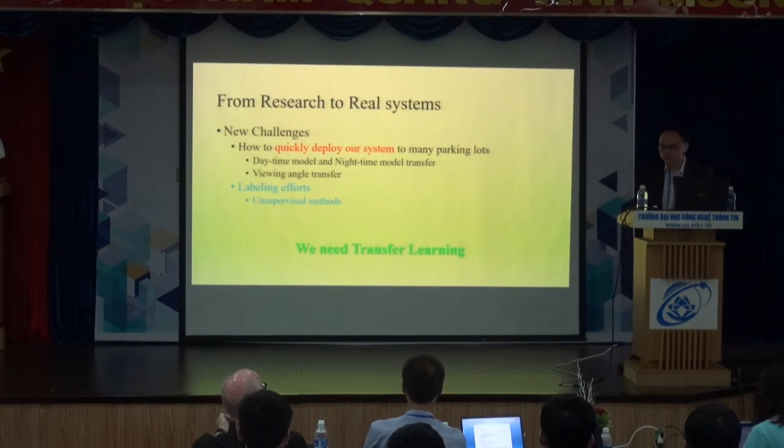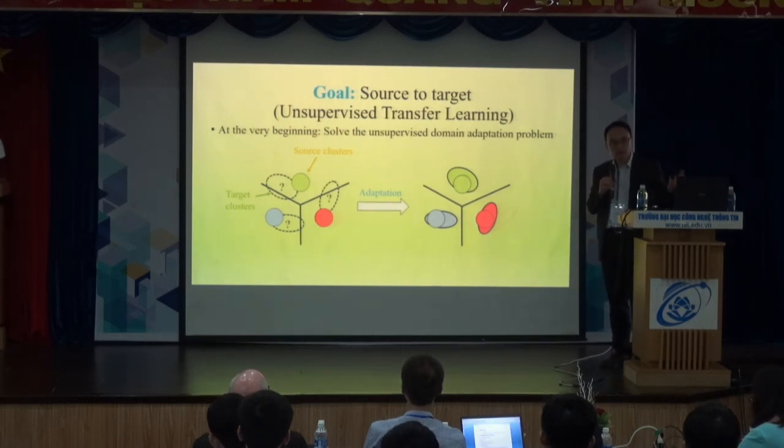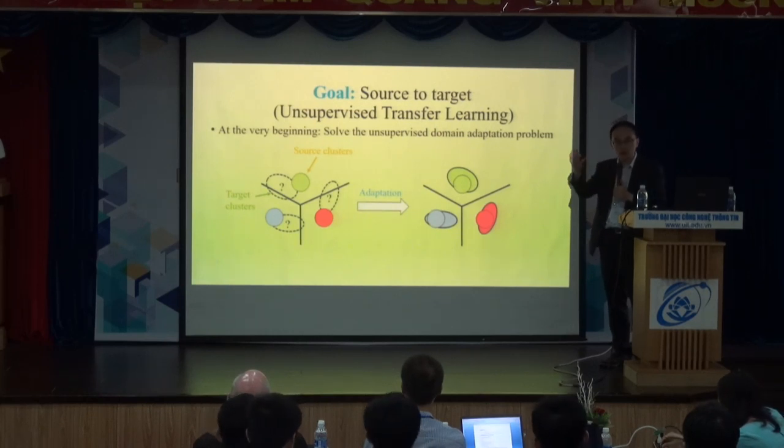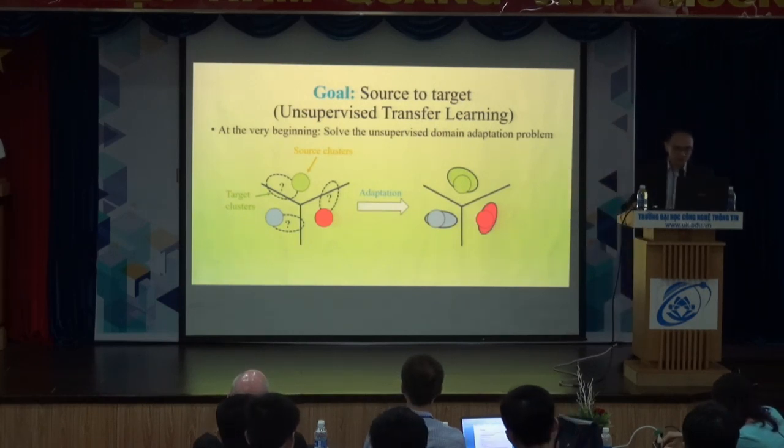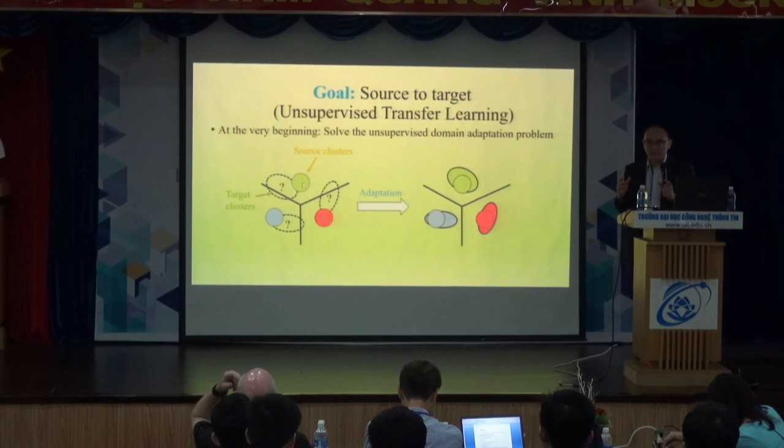Then we go to transfer learning. The idea of transfer learning is like this. You have one model in what we call the source domain, and the other model we want to train in the target domain. And in the source domain, we already have a classifier. So how about this? We do domain adaptation.